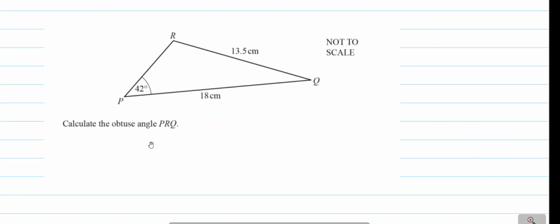For example, let's say the word obtuse. You know the meaning of obtuse. First, just keep in mind, find the angle PRQ. That means you have to find this angle.